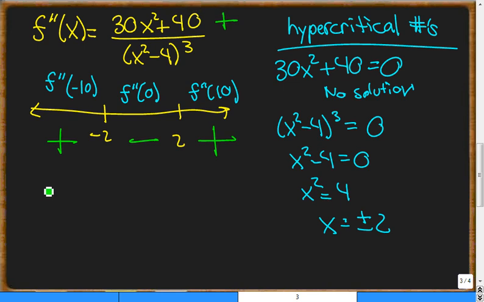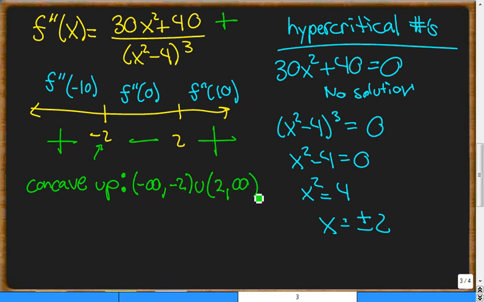And so when we look at concave up, it's our positive areas. So we're going to have from negative infinity to negative 2, unioned with 2 to infinity. And we're going to be concave down when we are in between negative 2 and 2.